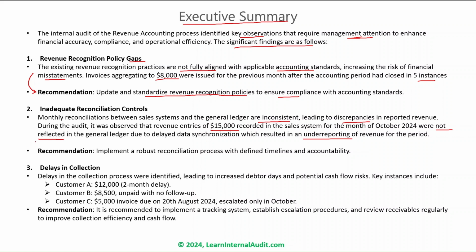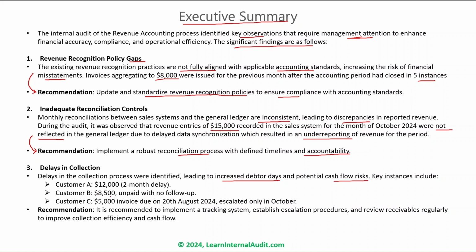Now, the recommendation for this is to implement a robust reconciliation process with defined timelines and accountability. If you see here, accountability is again a part of the governance portion. That is why it has been highlighted here. Next is the delays in collection. Delays in the collection process were identified, leading to increased debtor delays and potential cash flow risk. Now you see the risk is high if it's a cash flow risk. The key instances have been given below.